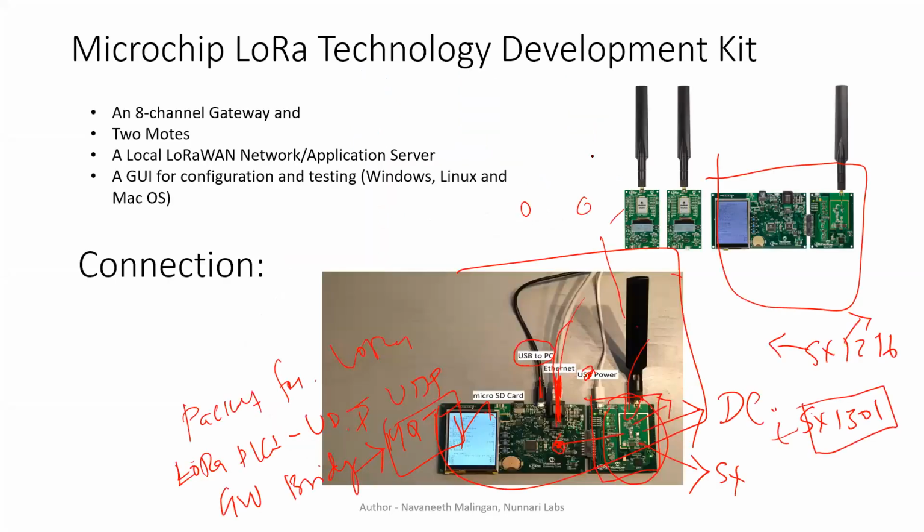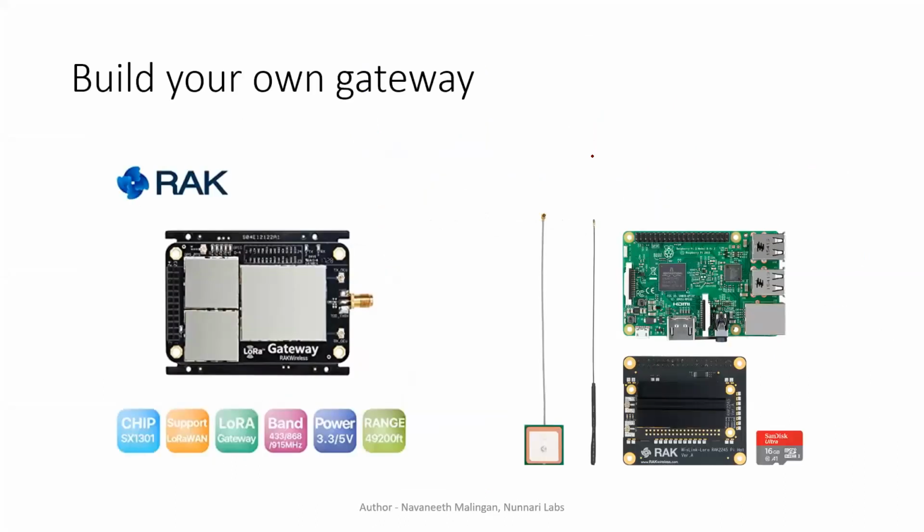And second, you can build your own gateway. You can use a Raspberry Pi and a RAK data concentrator. You can see this RAK data concentrator has the SX1301 chip, the same as the microchip gateway. It supports LoRaWAN, LoRa gateway bands 433, 868, and 915, all three frequencies for China, India, Europe, and America. Power is 3.3 to 5 volts, and the range is 49,200 feet. Okay, so that's the range it can accommodate.